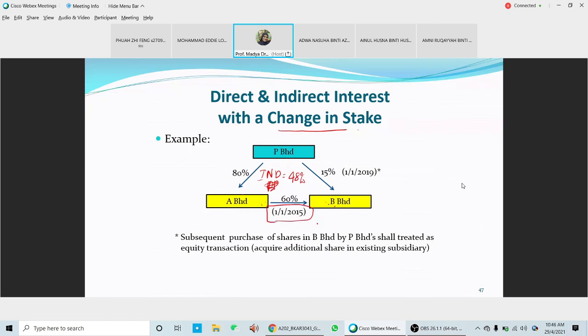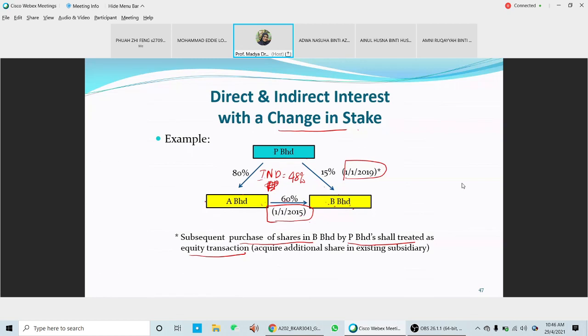So the acquisition date was in the year 2015. But later in the year 2019, P bought another 15% shares in B. So this subsequent purchase of shares in B by P shall be treated as an equity transaction. So we're going to account for it using equity transactions, because here you already have control and then you add some more shares. So it refers back to your notes of part one, when you acquire additional shares.